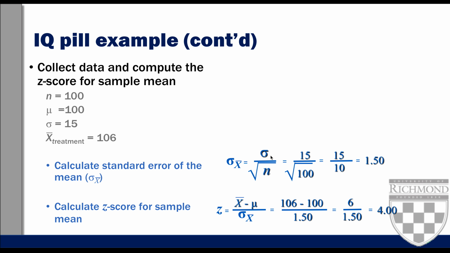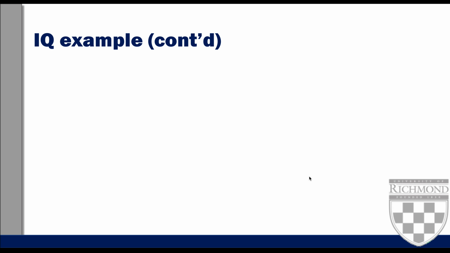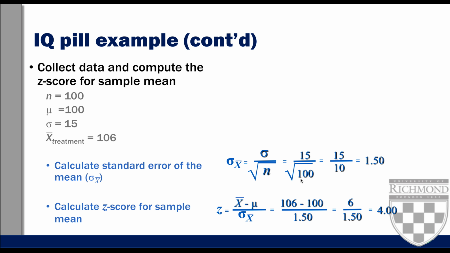Okay, easy to calculate. We take sigma, which is the population standard deviation. We take n, which is our sample size, and we get 15 over the square root of 100. That becomes 15 over 10 equals 1.50. That's our measure of standard error.